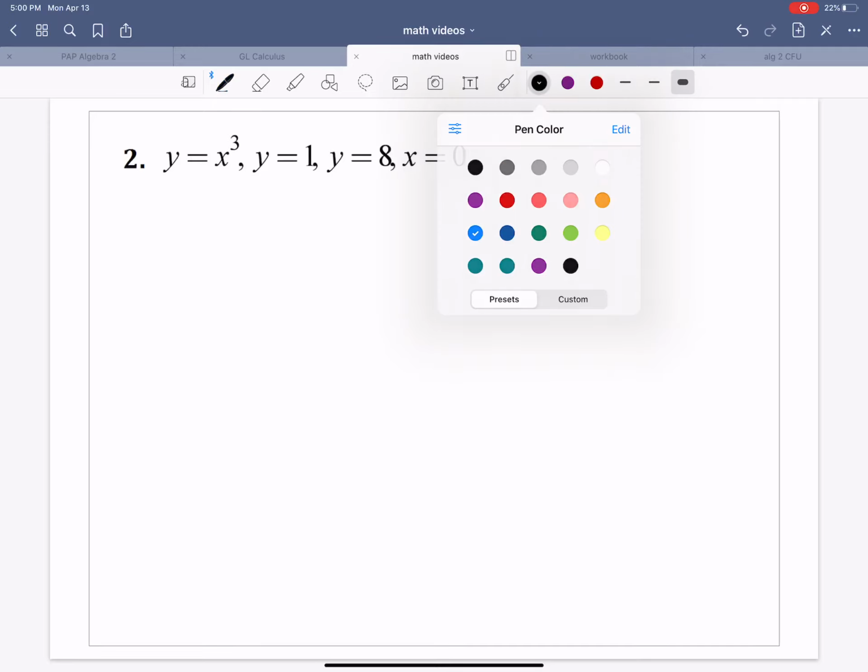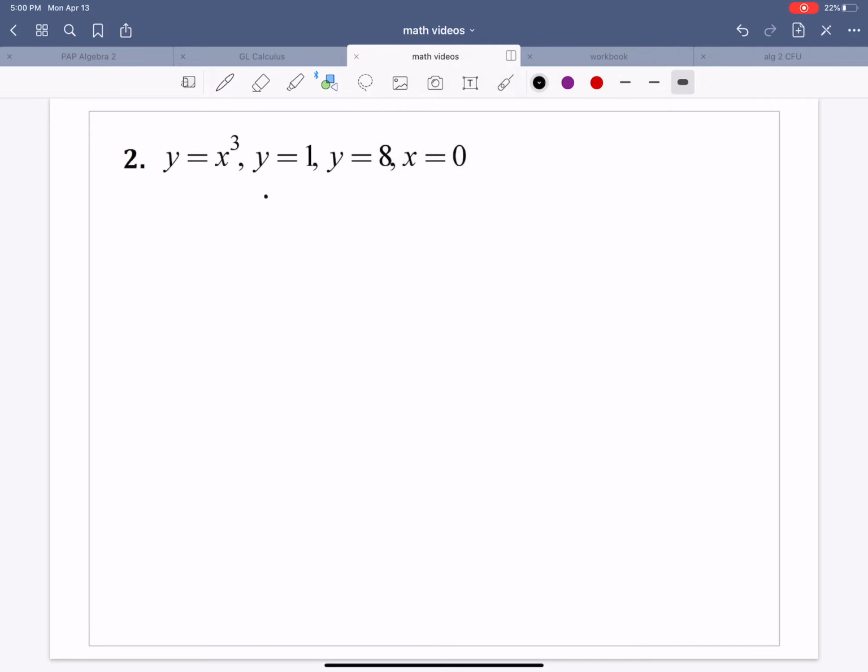So first step, as always, is to draw a coordinate plane. Okay. All right, so let's graph these functions. So y equals x to the third is like this squiggly little line that looks like this. Whoops, wrong tool. Sorry about that. Squiggly little line that looks something like this. Y equals 1 is a horizontal line that looks like this. Y equals 8 is going to be a horizontal line that looks like this. And x equals 0 is this line right here.